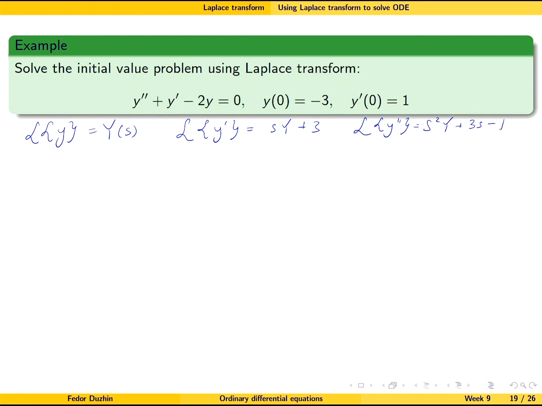Another thing that we need is the following property. We actually saw this: the Laplace transform of an exponential function e to the minus at is 1 over s plus a.